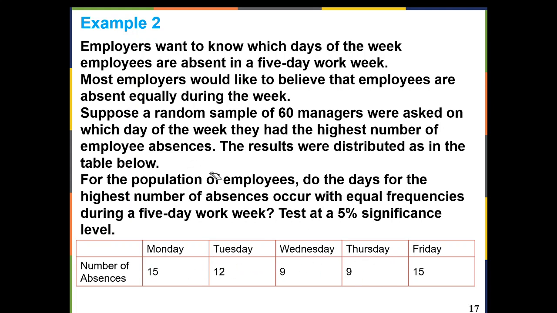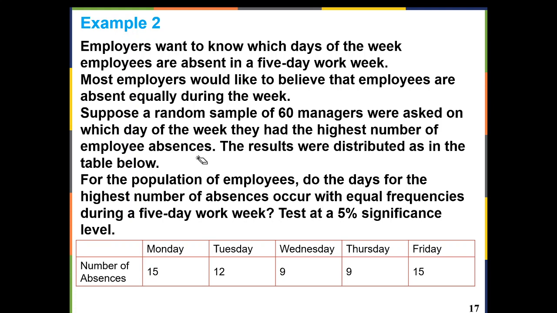That's the idea. So it says, suppose a random sample of 60 managers were asked on which day of the week they had the highest number of employee absences. And these are the results. So these are observed values. For the population of employees, do the days for highest number of absences occur with equal frequency during a 5-day work week? Test at 5% significance level.